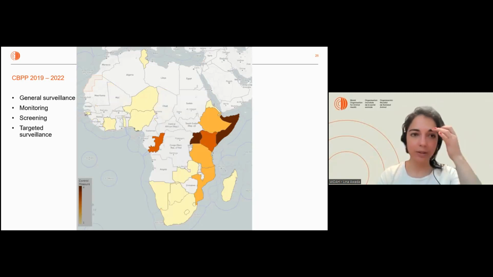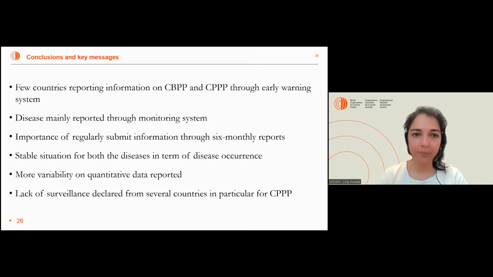Okay, I think this is a map for CCPP. Sorry, there is a typo in the slide. I will correct that. So the same map now for CCPP.